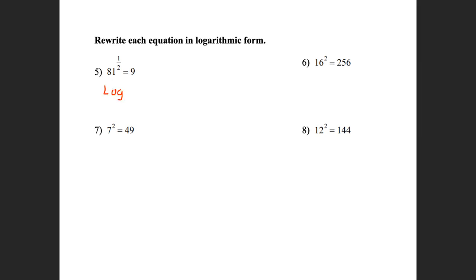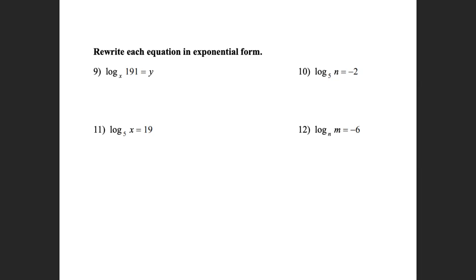So this is going to be log base 81 of 9 is equal to 1/2. This would be log base 16 of 256 is equal to 2. This would be log base 7 of 49 is equal to 2. And this would be log base 12 of 144 is equal to 2. Done. That's it. So the first part of the assessment is being able to rewrite an exponent as a logarithm and then a logarithm as an exponent.